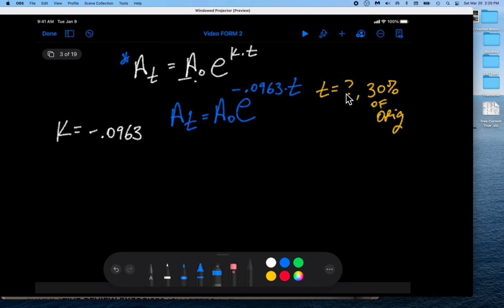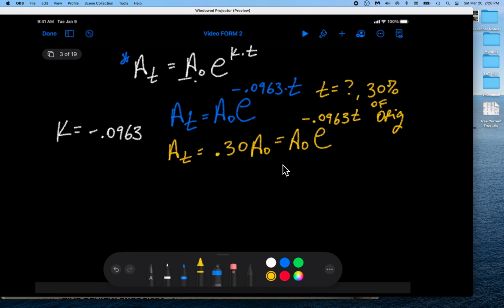We can handle any question they throw at us. Okay? They want to know what's the time when you have 30% of the original. No problem. A of t equals 30% of a sub 0. 30% of a sub 0 equals a sub 0 e to the negative 0.0963 t. Those a sub zeros beautifully cancel out.